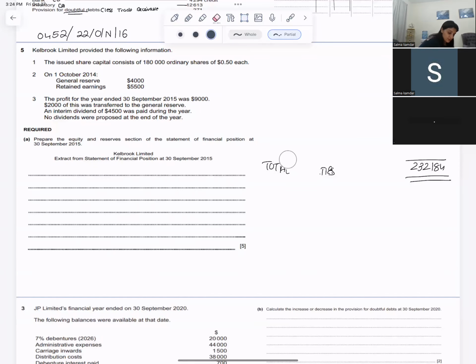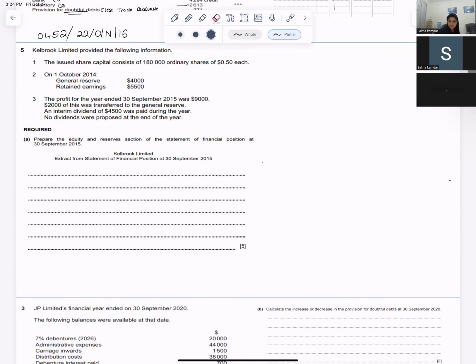So we are doing the sum of Kelbrook, and what is it that they're actually wanting us to make? Extract from statement of financial position. Okay, they want an extract of statement of financial position, but only the equity and reserve section. That means it will have only the share capital and the reserves. Are you with me? Yes, okay, fine.